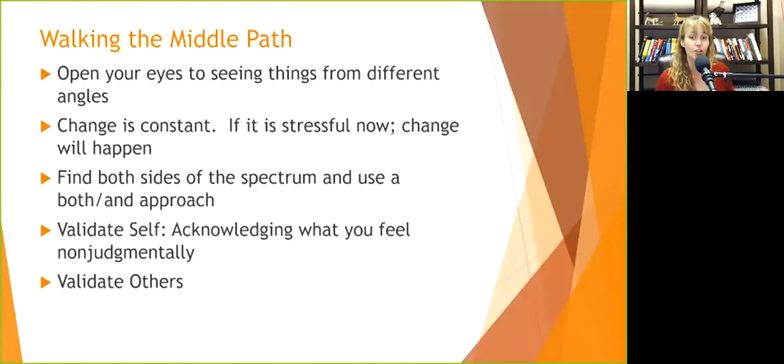I encourage them to find both sides of the spectrum and use a both-and approach. So what's the worst possible explanation for this? And what's the best possible explanation for this? And how can we put them together?